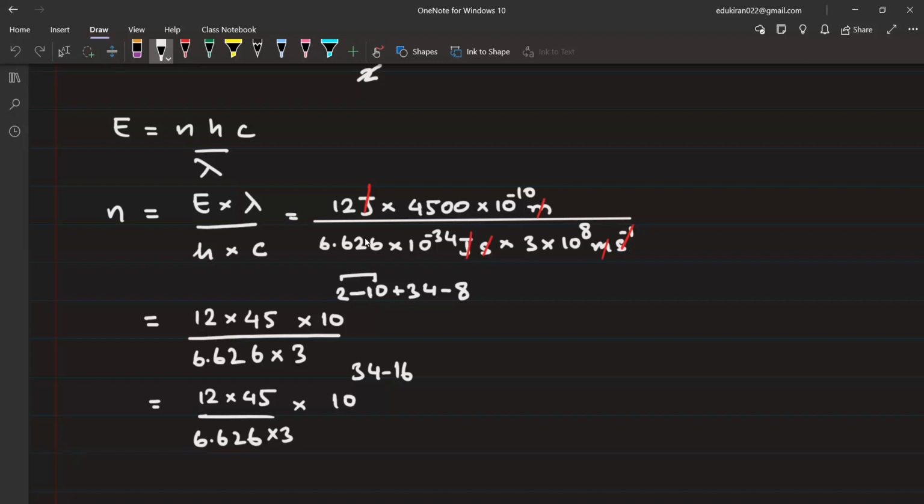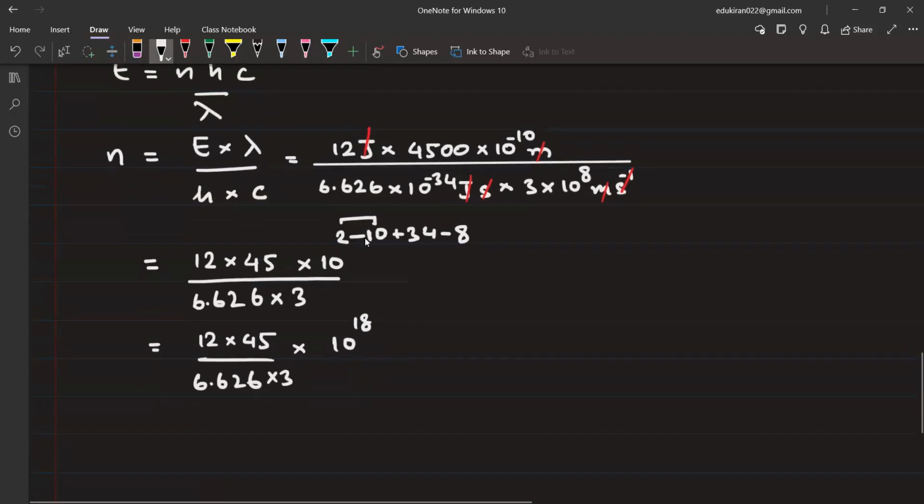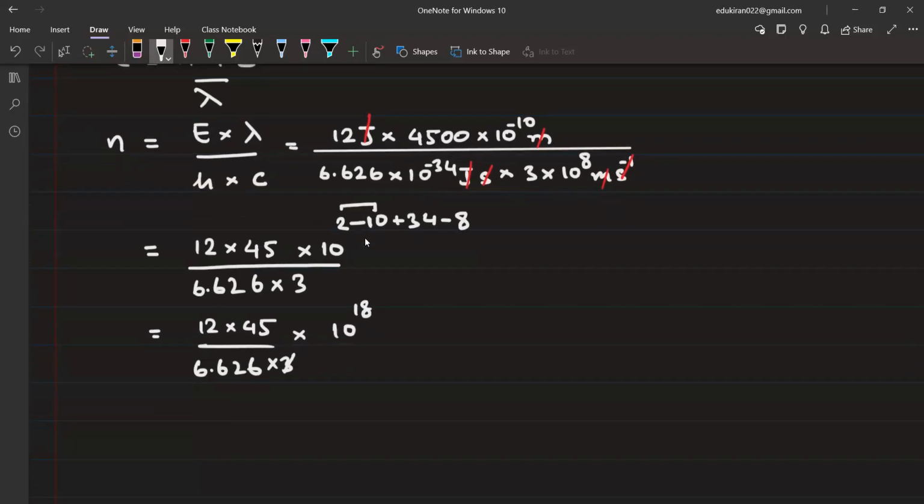18. Yes, correct. Right, so we are going to get here 10 to the power 18. Okay, now we can solve this also.